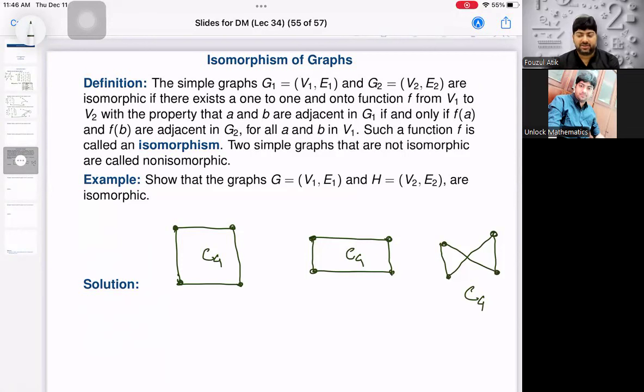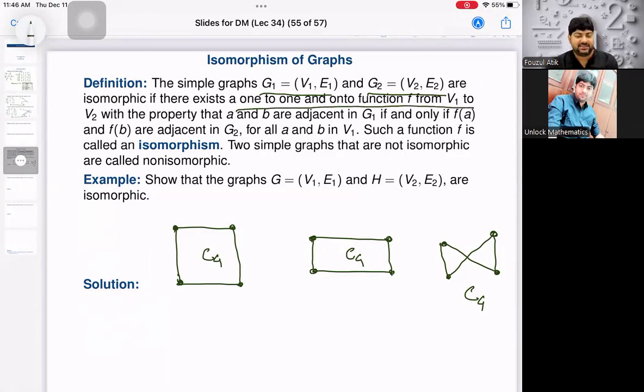So in graph theory terminology, we call them isomorphic graphs. And isomorphic means there is an isomorphism between them. What is an isomorphism? Two simple graphs G1 and G2, with vertex and edge sets V1, E1 in G1 and V2, E2 in G2, are isomorphic if there exists a one-to-one and onto function.